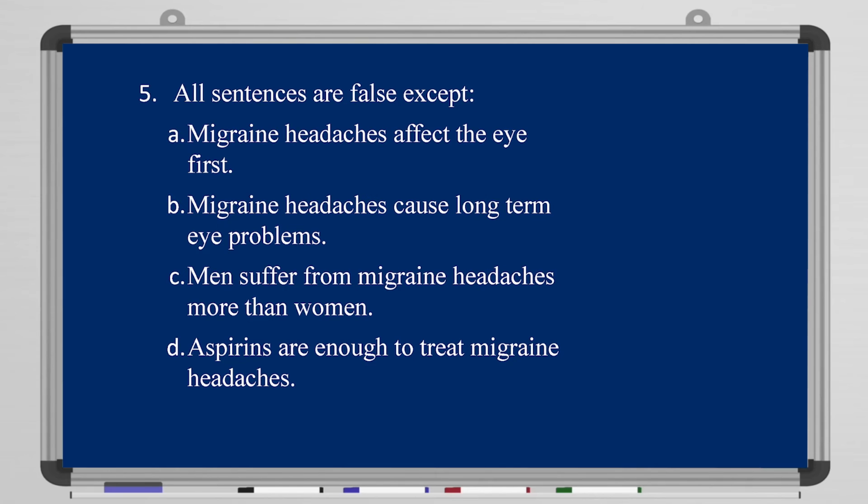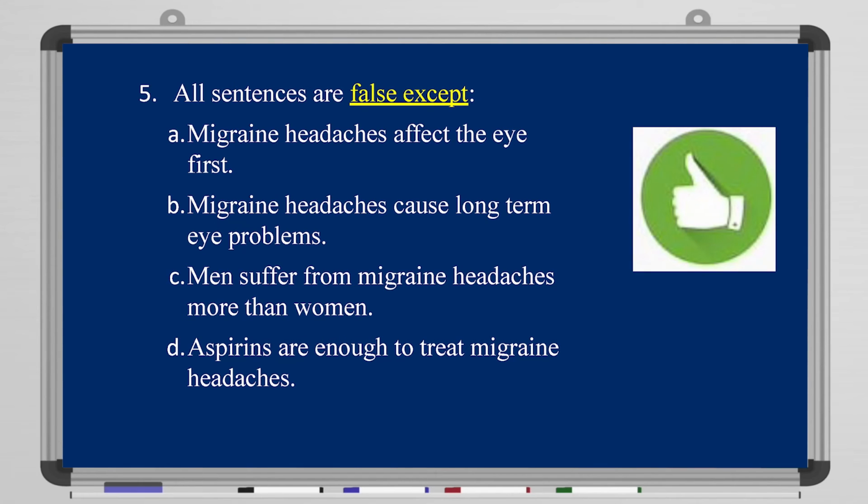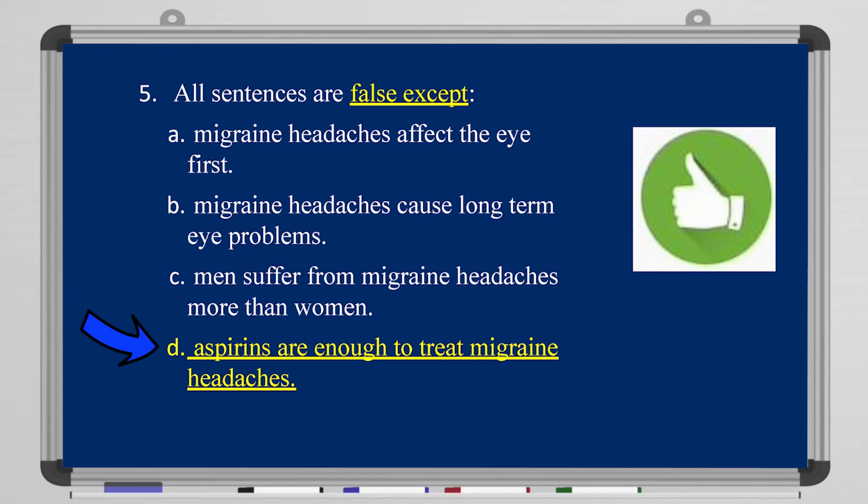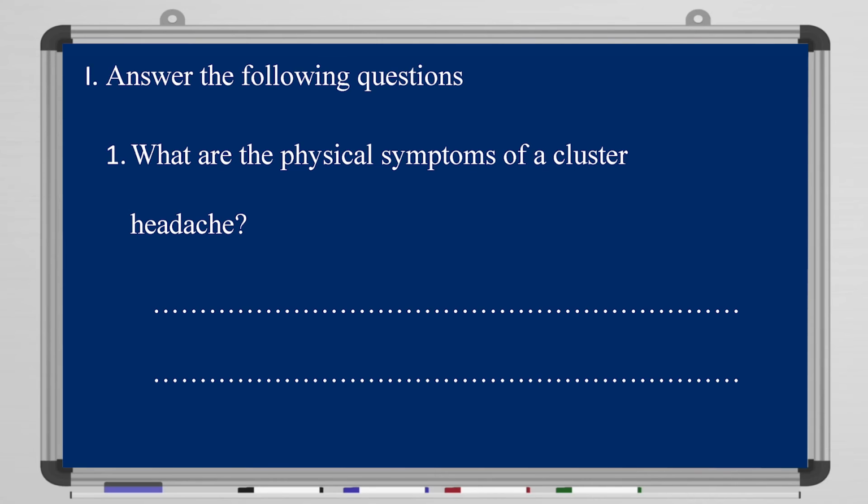Let's look at question number 5. All of the sentences are false, so they are wrong, except. All of them are wrong, except for one. It's D, very good. Aspirins are enough to treat migraine headaches. Let's look at the productive questions. So for example, number 1, what are the physical symptoms of a cluster headache?